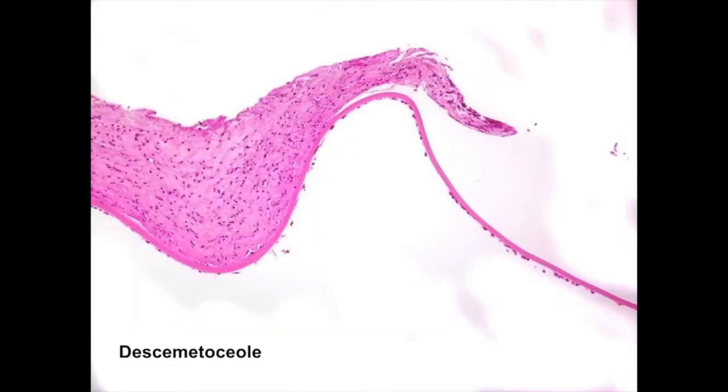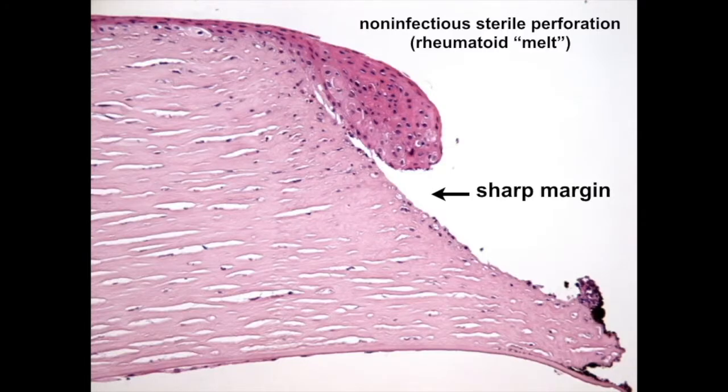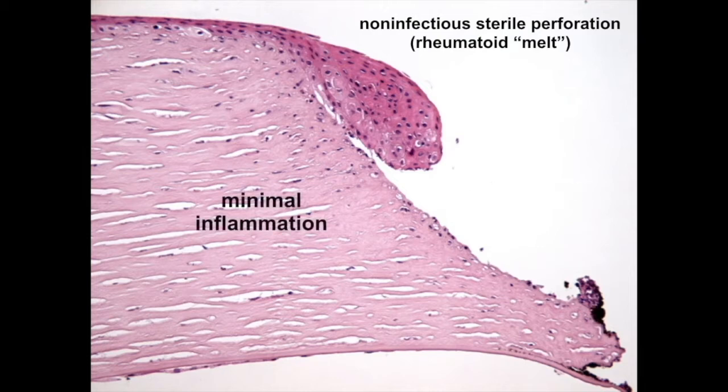Here's an example of a descemetocele, where the entire stroma of the cornea has been lost, disclosing Descemet's membrane. This is a non-infectious sterile perforation, a so-called rheumatoid melt. Note the minimal inflammation in the wall of the ulcer and the relatively sharp margin.